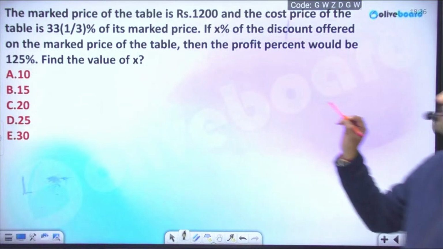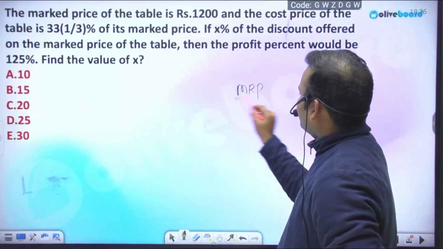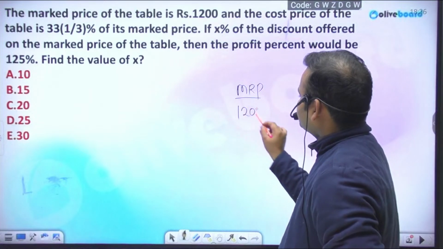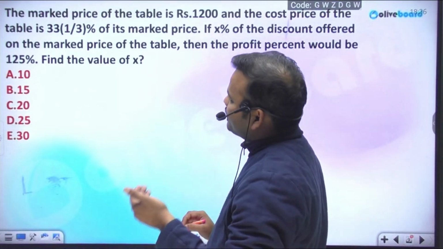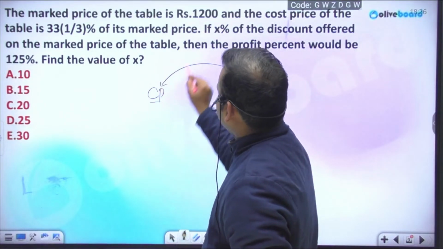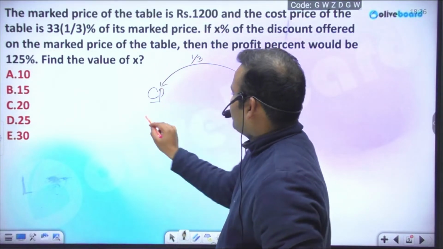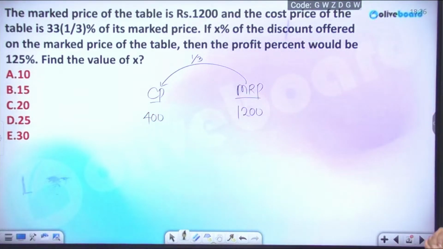The mark price of a table is given as 1200. So this is the MRP. So the MRP of the article is given as 1200, and the cost price of the table is 33 1/3% of its mark price. So the cost price will be one third of it. 33.33% is one third, that means 400. These are the real values with the question.